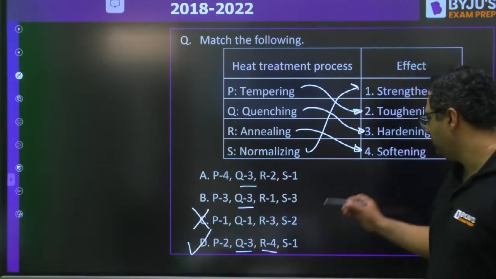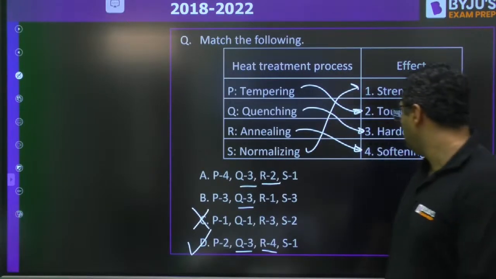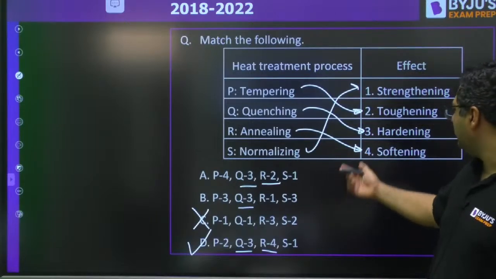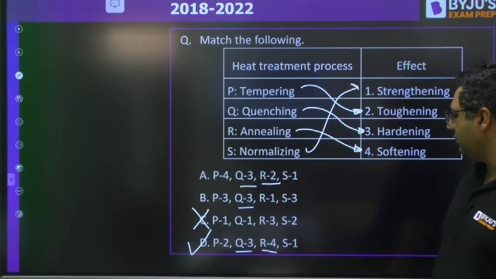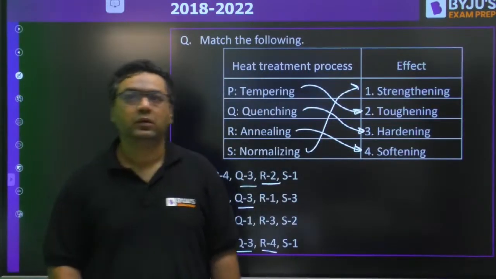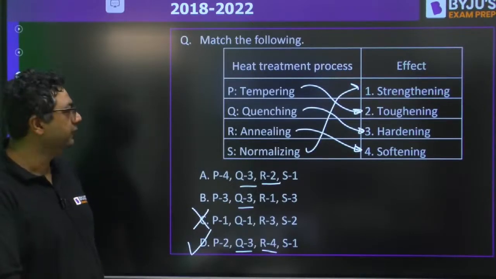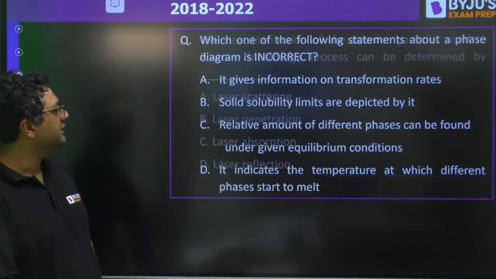Okay, what is A? R is saying 2, annealing with toughness. No. And normalizing with strength. Okay, it is fine. D is the right answer for this. Okay, is it clear for everyone? Moving further, guys.